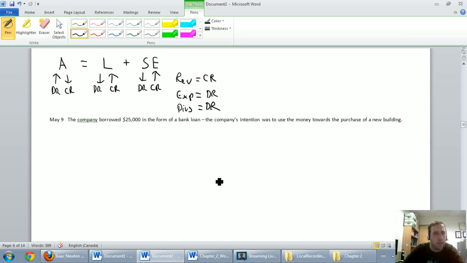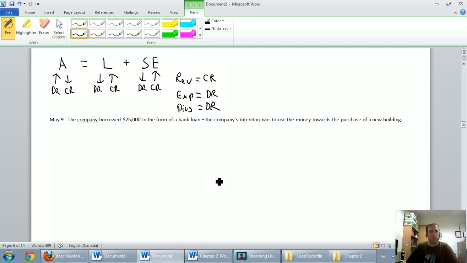Our next transaction is May 9th. It says the company borrowed $25,000 in the form of a bank loan. The company's intention was to use the money towards the purchase of a new building. Now, this is an important point here, and kind of a red herring this question throws at us.